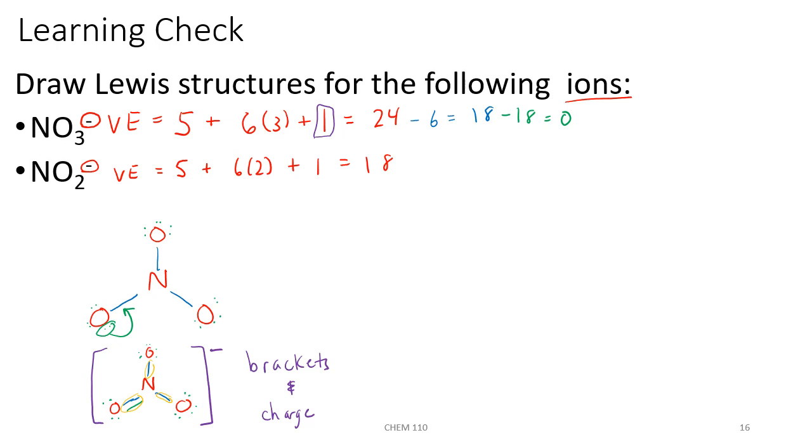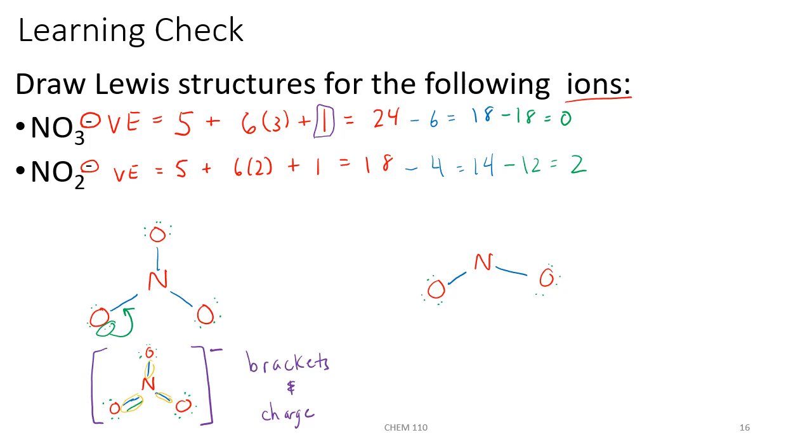Let's draw the structure for NO2-. So we have nitrogen surrounded by 2 oxygens. We want to connect with single bonds. So 2, 4 electrons. So 18 minus 4, we'll have 14 electrons left over. Complete the outer octets. So oxygen thinks it has 2, 4, 6, 8, 2, 4, 6, 8. We've completed their octets, and in doing so, we've used up 12 electrons. So 14 minus 12, 2. So now we have 2 electrons left over.